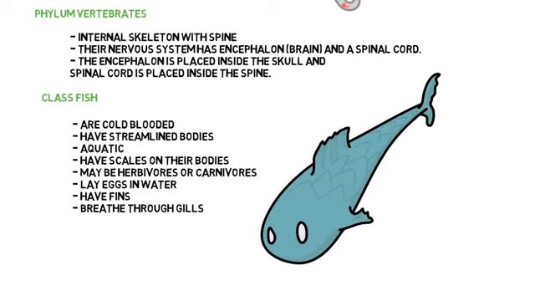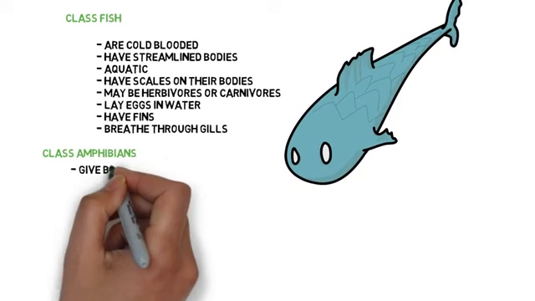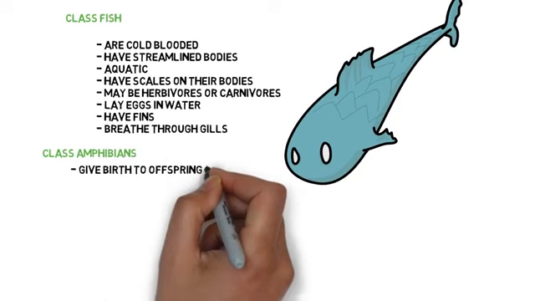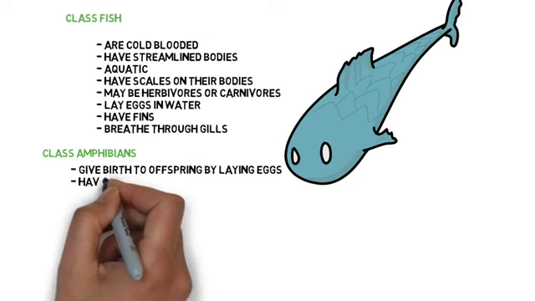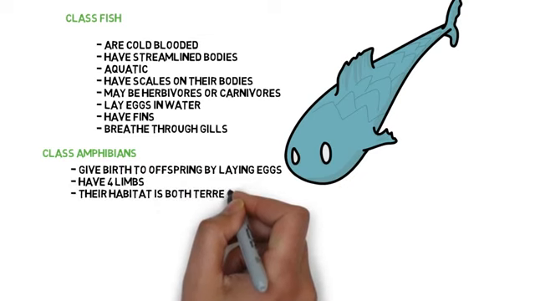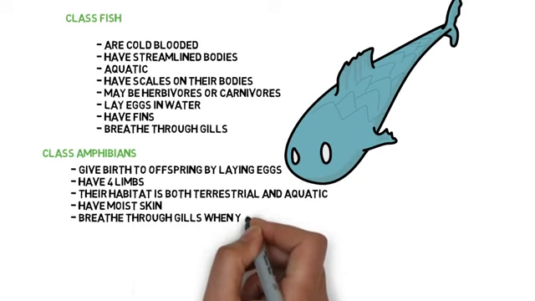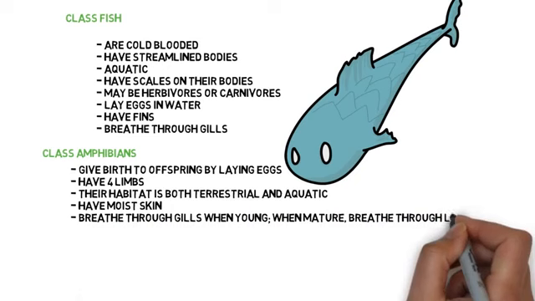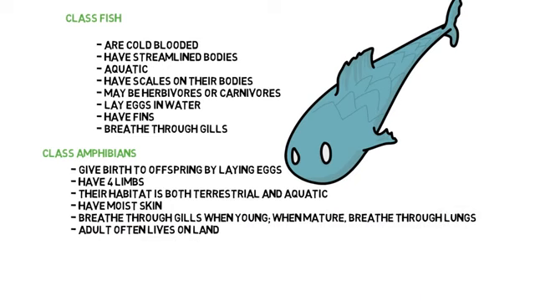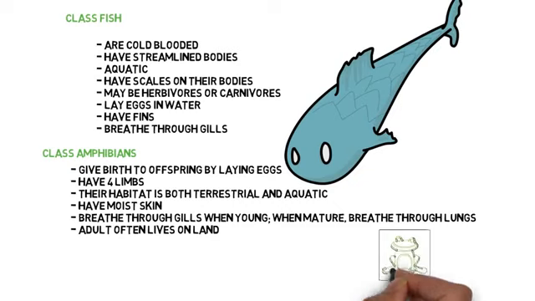Class Amphibians. They give birth to offspring by laying eggs. They have 4 limbs. Their habitat is both terrestrial and aquatic. They have moist skin. They breathe through gills when they are young, and when mature, breathe through lungs. The adult often lives on land. Examples of amphibians are the frog and the salamander.